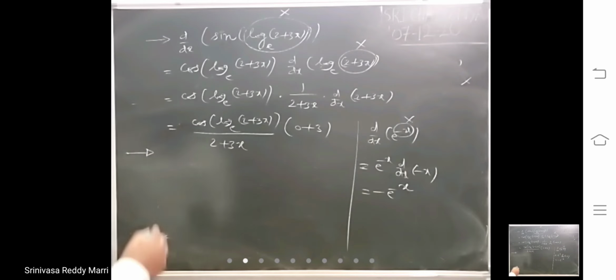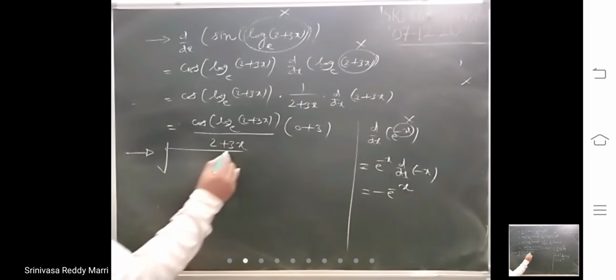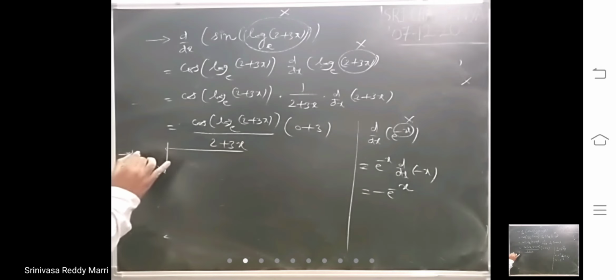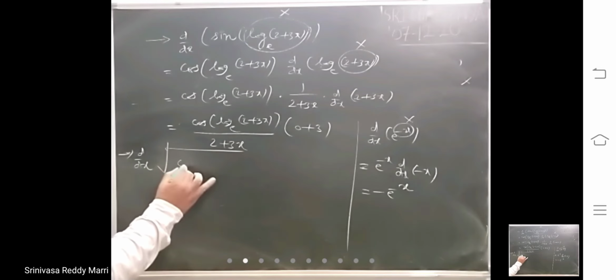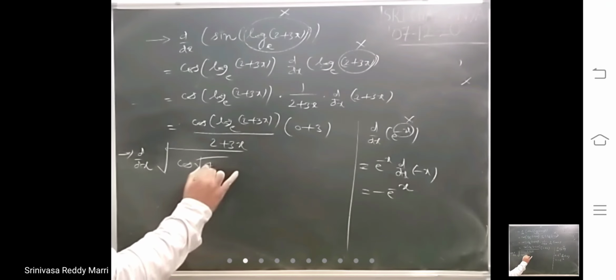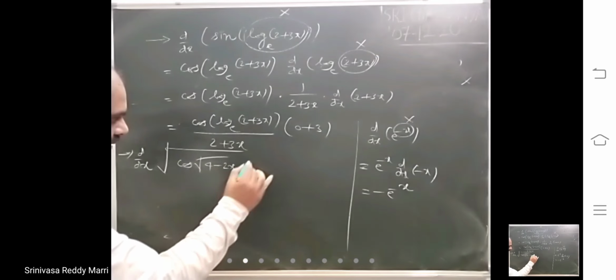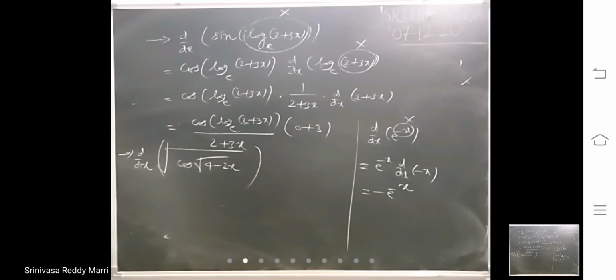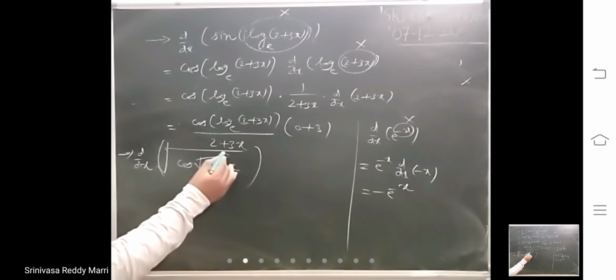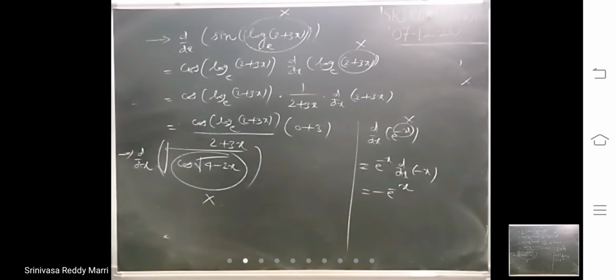Next, look at the next one. D by dx of root of cos of root of 4 minus 2x. You have to evaluate this one. Right? So first rule is root. This completely in the circle, you take it as capital X. Root x is the standard rule, you know. What is the root x formula? 1 by 2 root x.